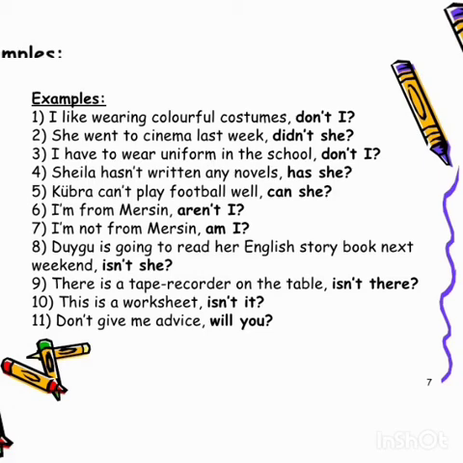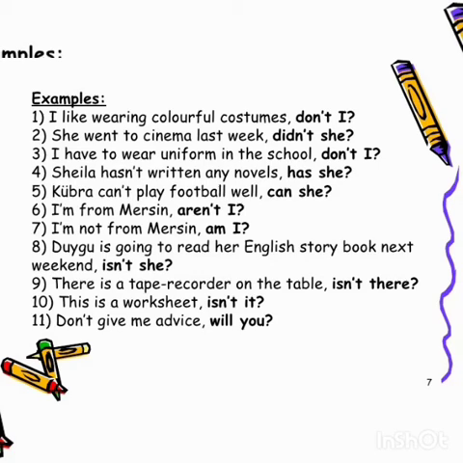First one, I like wearing colorful costumes. So you have to see do, does, did forms: present and singular subjects, then whether the subject is plural; for past, singular or plural, you have to use did. Here I is there, so you can't use doesn't, so don't I. She went to cinema last week, so past tense, so didn't she. I have to wear uniform in the school, don't I?